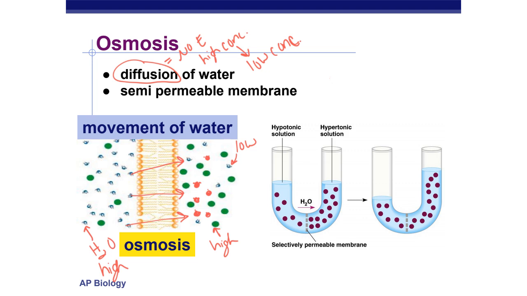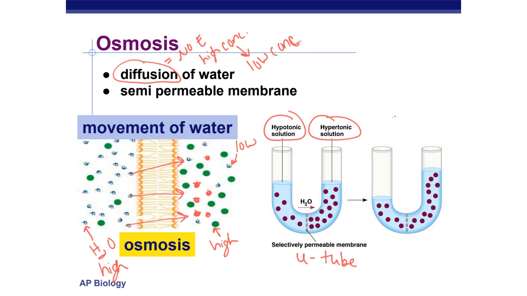We see the same example happening over here on the right. We've added a little bit of vocabulary, so we're going to talk about these terms real quick. You'll see I have two types of solution on each side. This is called a U-tube, literally a U-tube. So I have two different concentrations of solutions on either side of this U-tube.